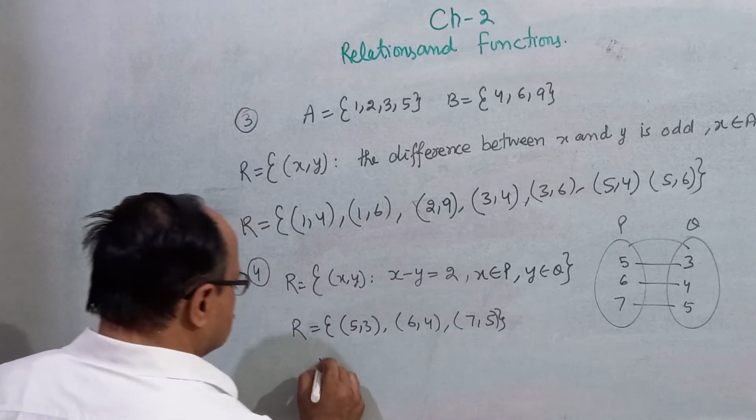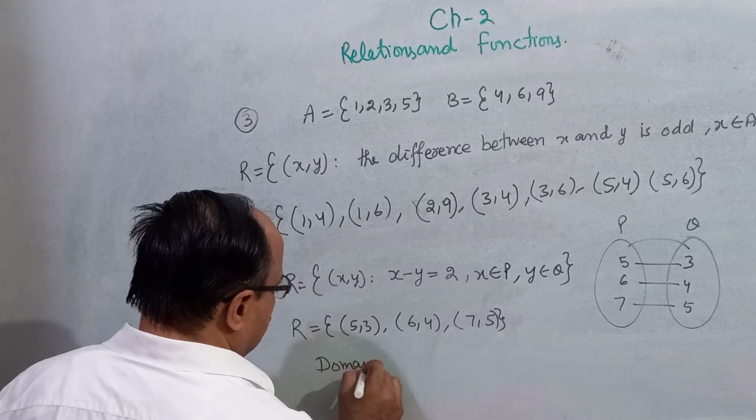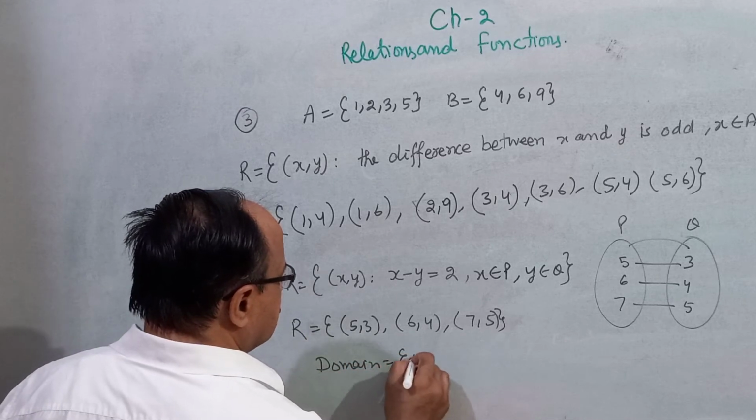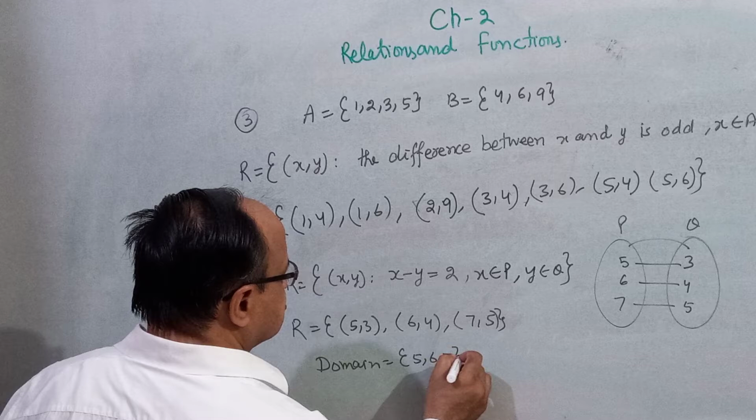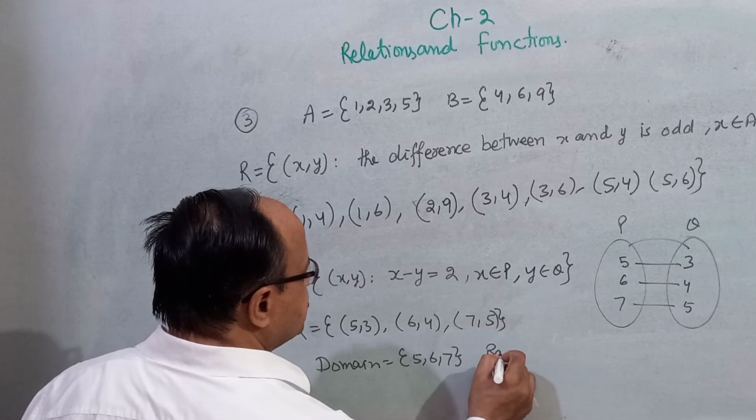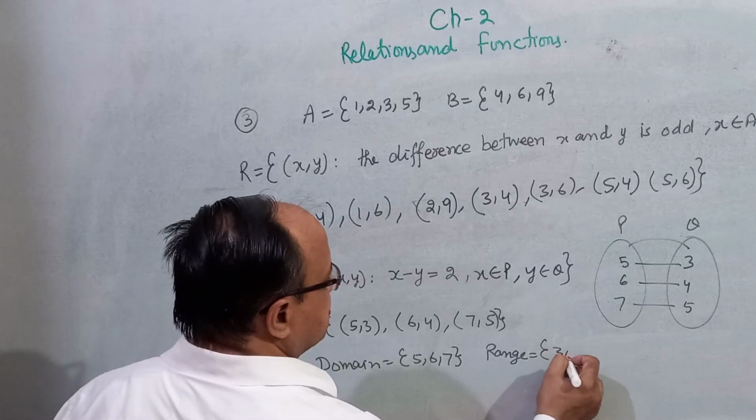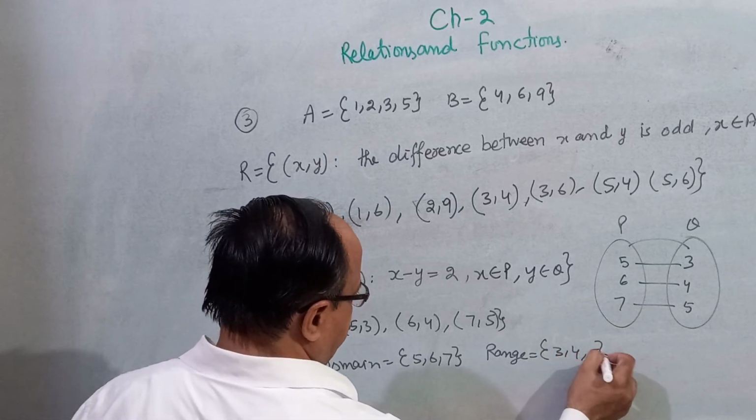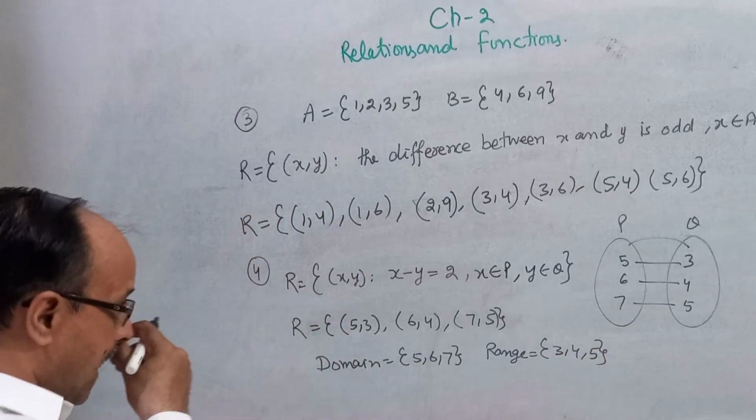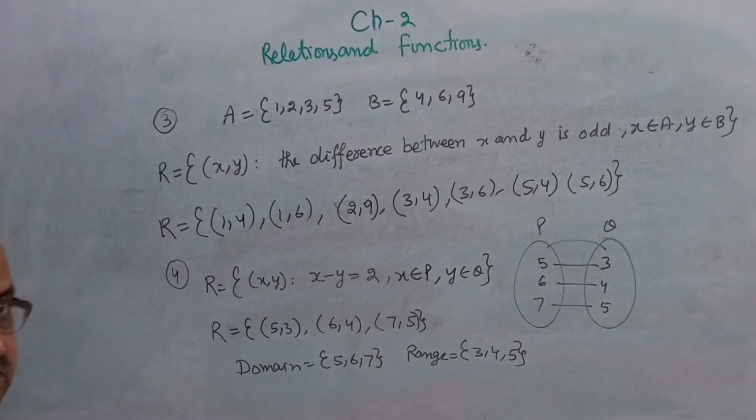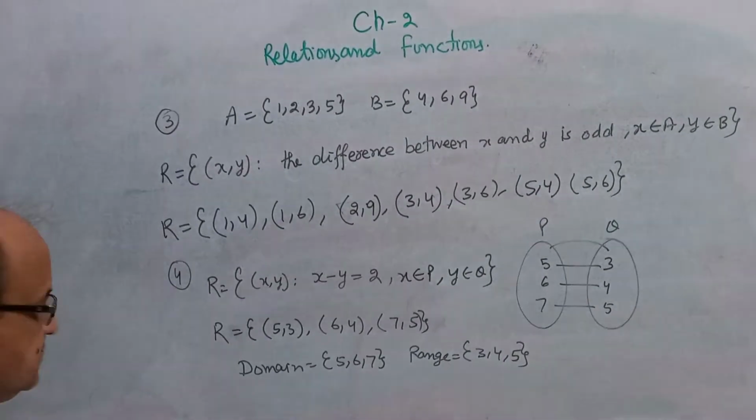This is called roster form. And the domain is simply the first elements, that is 5, 6, 7. The second elements are called the range, that is 3, 4, 5. Clear? This is question number 4.